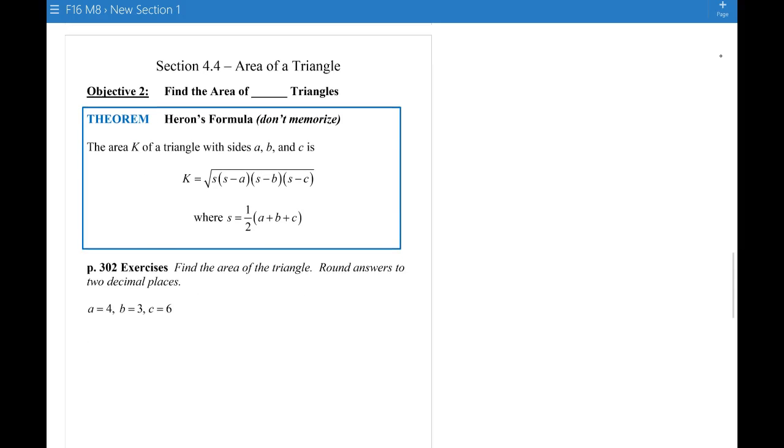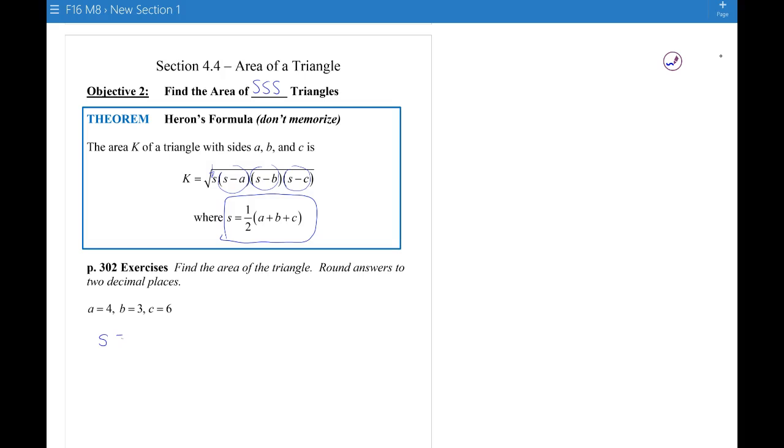Okay, so the second objective is find the area of SSS triangles. And Heron has come up with this amazing formula that says if you know the three side lengths, A, B, and C, then first you calculate this number S. And you're going to want to store this in your calculator somewhere, because then you're going to do S minus A, S minus B, S minus C, multiply those together, and then multiply again by the S, and then find the square root of that.